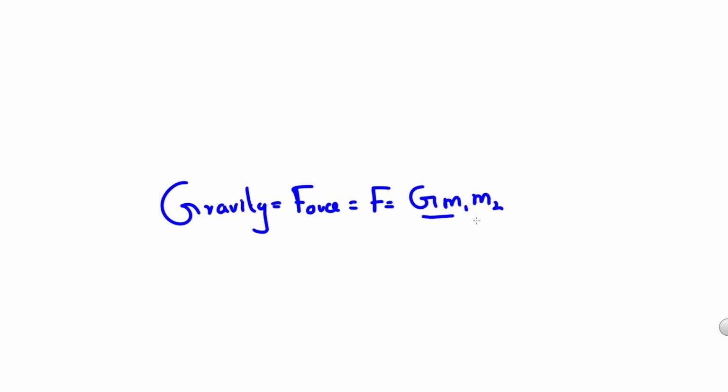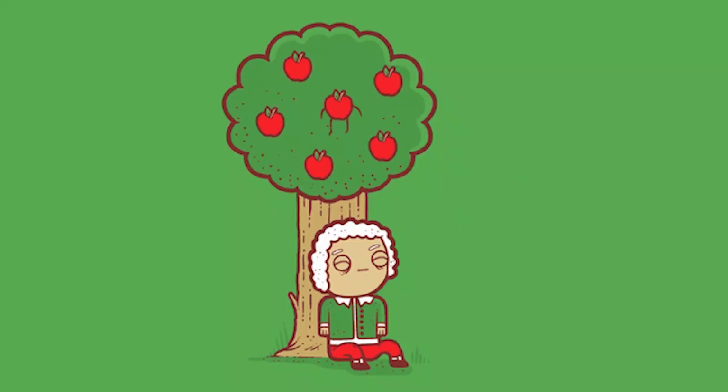Newton said gravity is a force between two bodies, which is given by the equation F equals G m1 m2 by r squared, where G is the gravitational constant, m1 and m2 are the two masses, and r is the distance between them. This equation is still used and can give close to accurate results. Still, it fails in some situations.